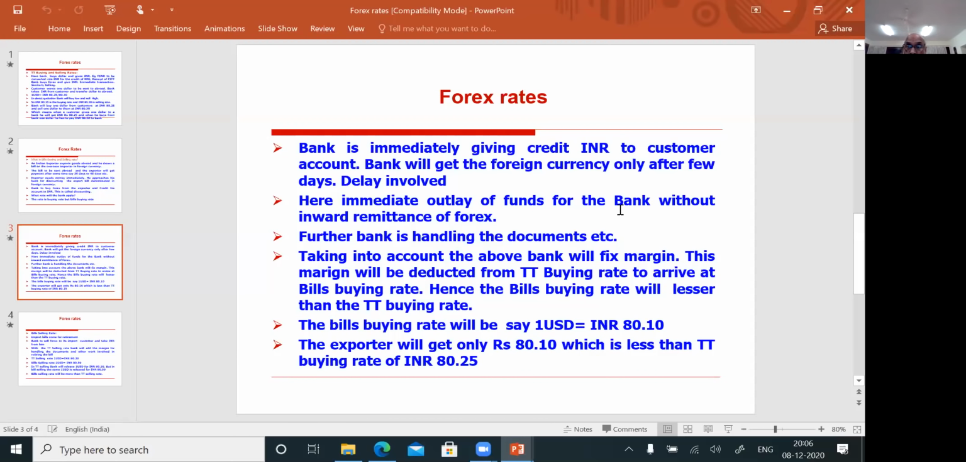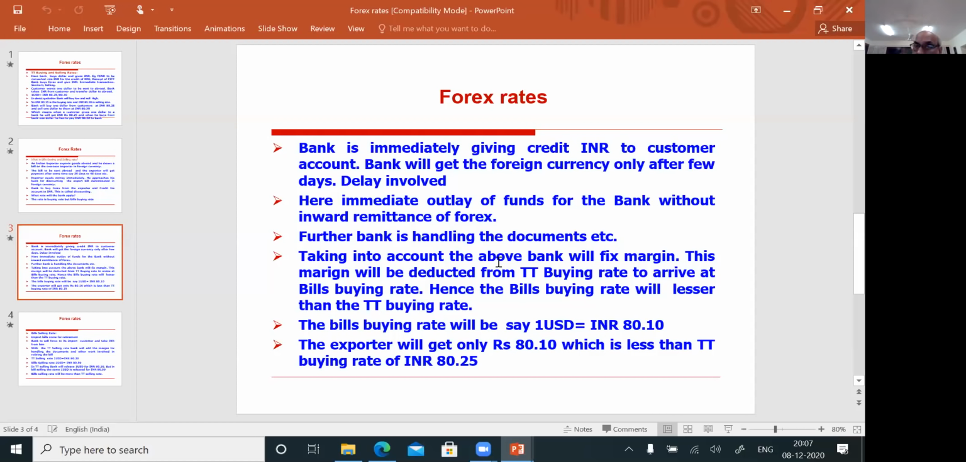Here what happens? You buy only the export bill. You are not getting the forex immediately. You have to wait for some time, but you have already credited 75% of the amount to the customer's account, isn't it? That is the bills buying rate. So here, there is an immediate outlay of funds for the bank without any immediate inward remittance in forex. The documents have to go to the other bank, the acceptance bank, and finally to the other end. So everything is involved. A lot of risk the bank is taking.